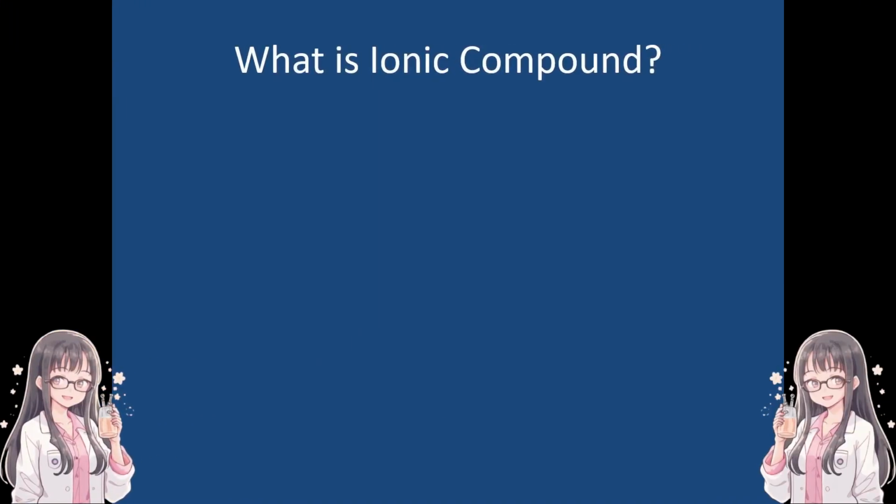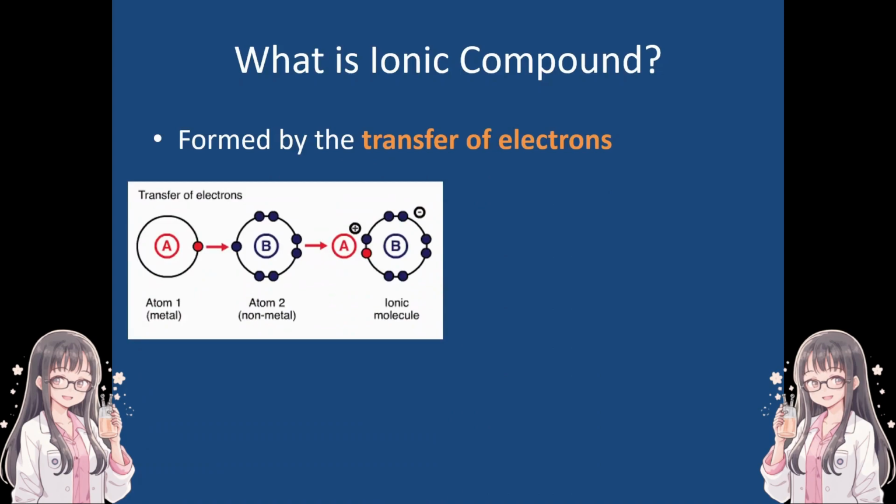What is an ionic compound? Please do remember that a compound is a combination of two elements. So element plus element is equal to compound. How about ionic? Ionic is a combination between a transfer of electrons in a metal and a non-metal. Together, they form an ionic molecule.